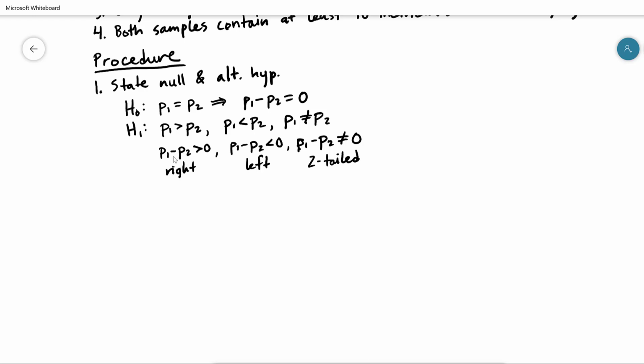Greater on our number line is further to the right. In this one, P1 minus P2 is less than 0. Less than on our number line is further to the left. And this one is the two-tailed case where it could be either direction, greater than or less than.